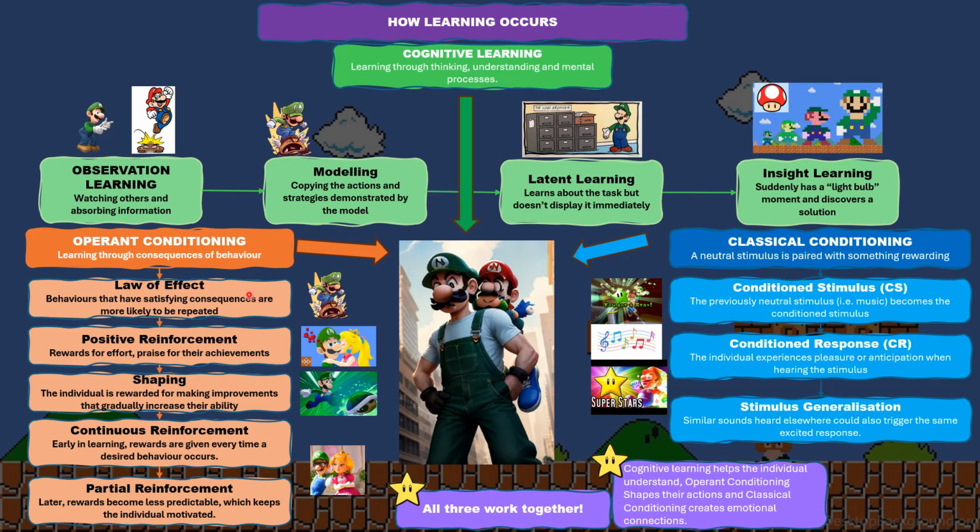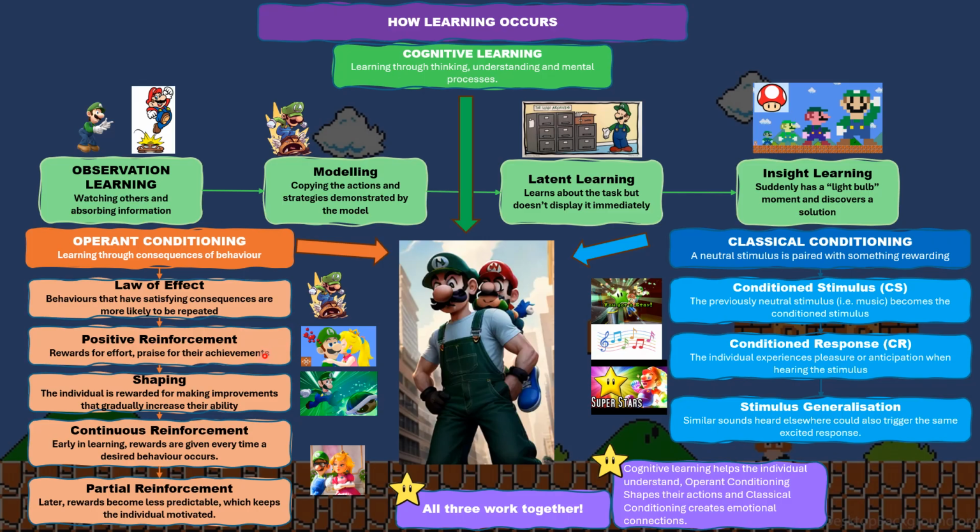Second section is operant conditioning, where it explains learning through the consequences of behavior. Key principle is Thorndike's law of effect, which states that behaviors followed by satisfying consequences are more likely to be repeated. Must have really felt good to squash that Goomba.